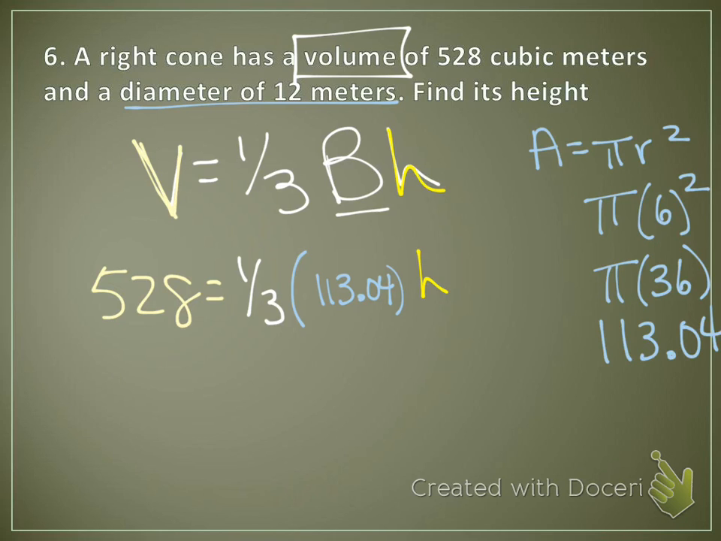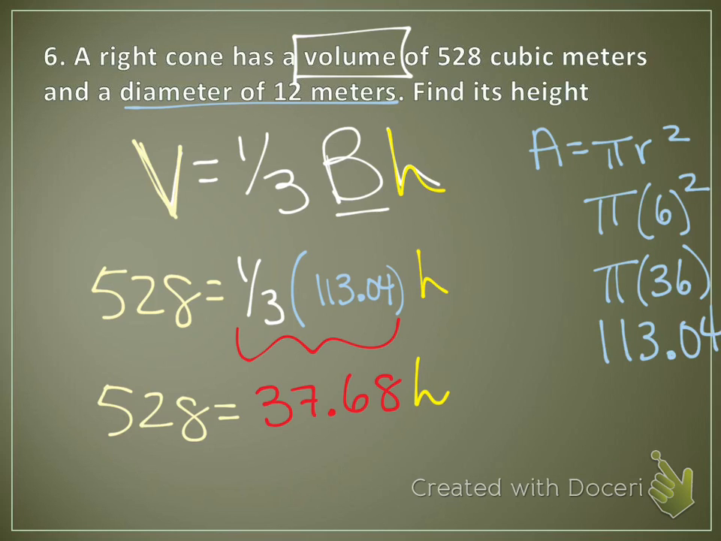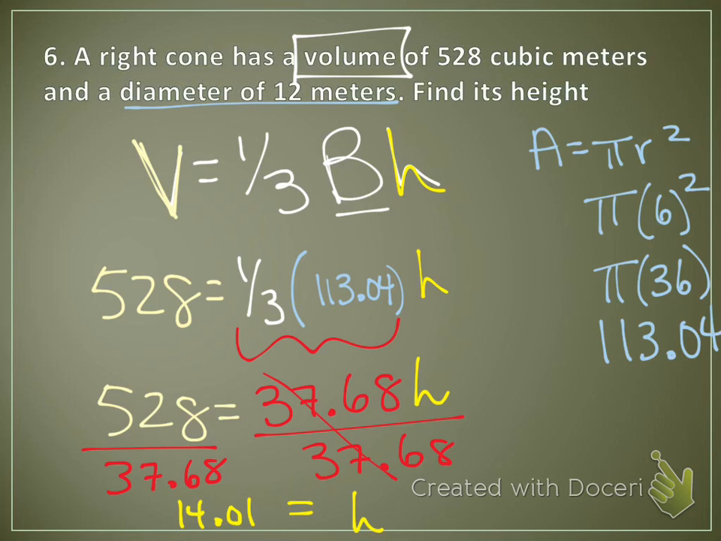So what would be our next step? Divide 113.04 by 3. Do you want the answer? Yes, go for it. 37.68, and then still h. So then how do I get h by itself? Divide by 37.68. 14.01. So the height is 14.01, and it is meters.